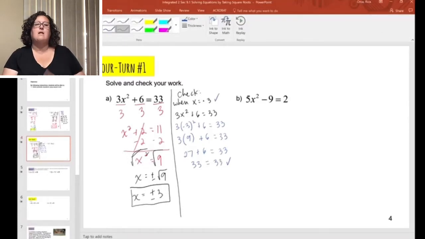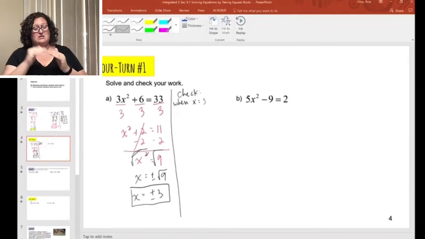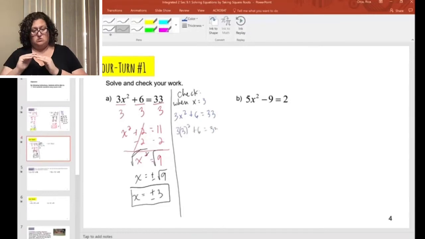Let's fast forward the clip. This time we're going to check x equals 3. Now we're checking x equals 3 and plugging it into our equation. So that's 3 times 3 squared plus 6 equals 33. 3 squared is 9. 3 times 9 is 27. And 27 plus 6 is 33.